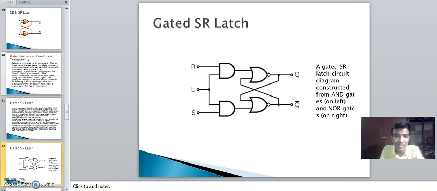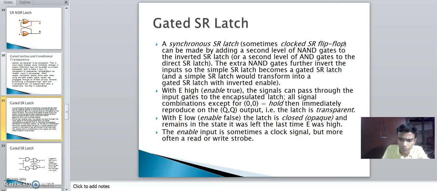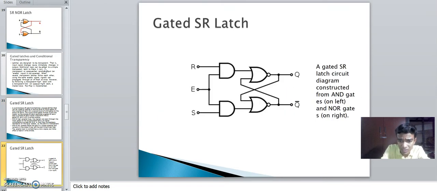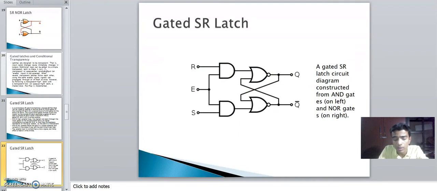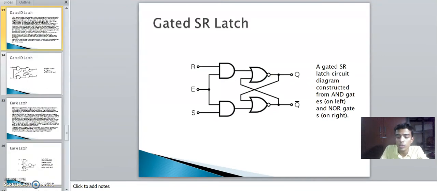This is the gated SR latch. As you can see, it consists of three inputs, R, E, and S, and the outputs are Q and Q-bar. The gated SR latch circuit diagram is constructed from AND gates and NOR gates. The first two gates are AND gates and the other two are NOR gates. And when E is low, the latch is closed or opaque, and it remains in the state it was in the last time E was high.